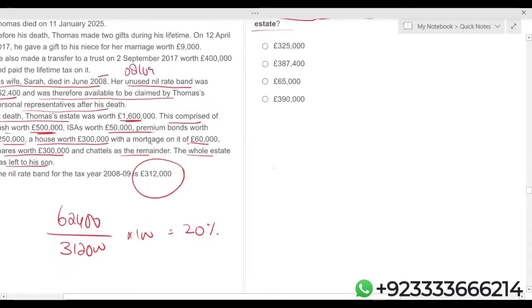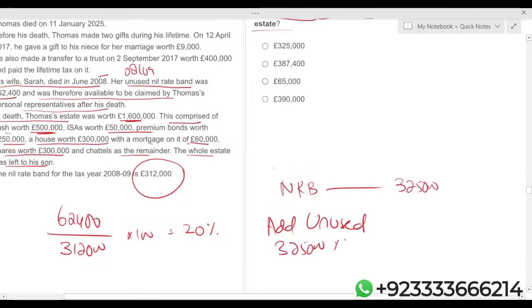Okay, now listen. Normal nil rate band is 325,000. Add the unused portion because of the first spouse, I'll take 20% of this. 325,000, take 20% of this, 65,000. I'm getting 390,000.